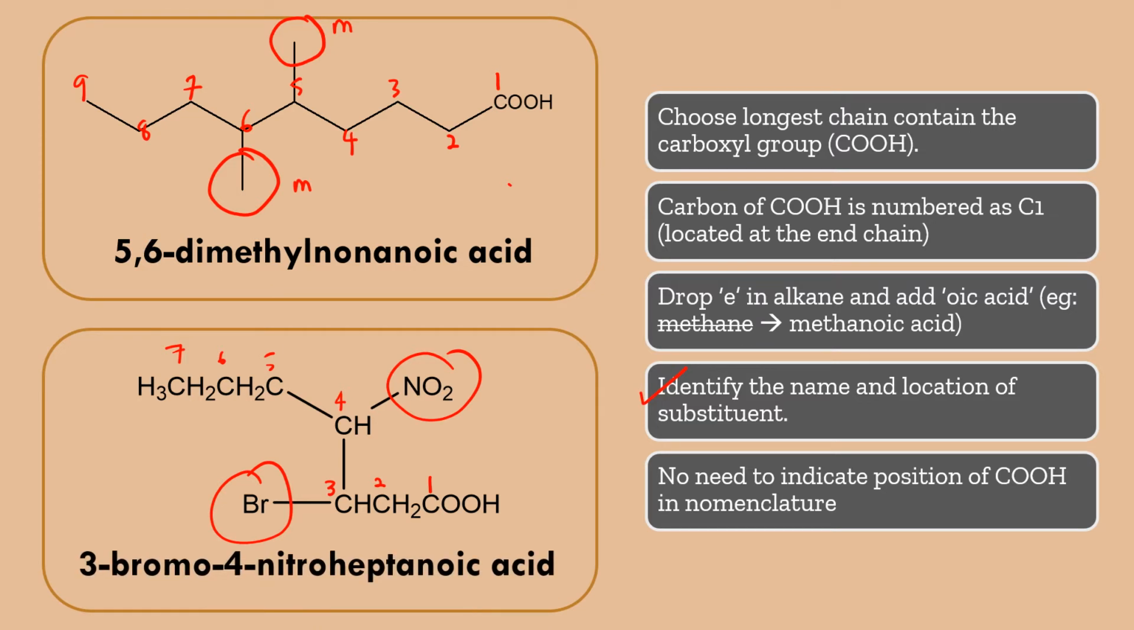and that will give you 3-bromo-4-nitroheptanoic acid. So in order to write the full name of the compound, kita kena susun the substituents according to alphabetical order. Okay, macam biasalah.